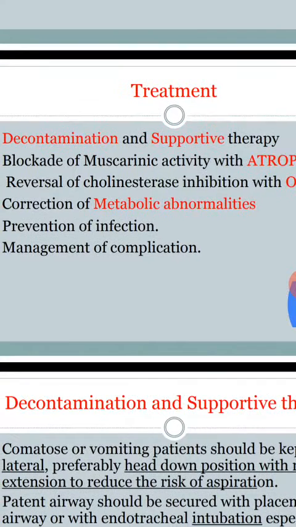Decontamination is a process by which you remove the contaminated clothes, as well as remove the poison from the surface of the body by washing the patient with water, and early decontamination of the eye, again with water.